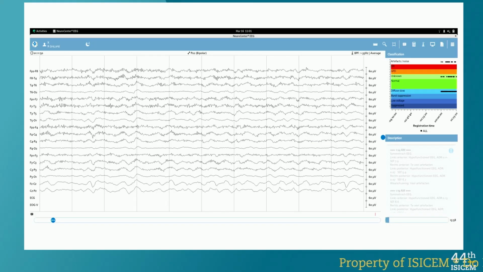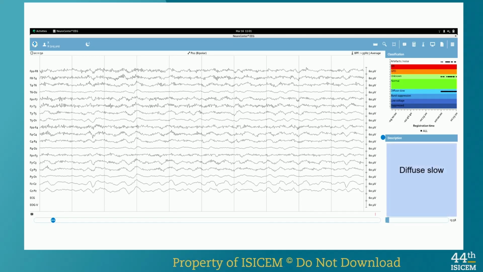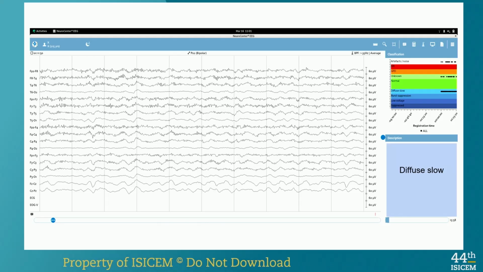And this is another example. So once more, human-defined features, but the machine made the classifier, and here the system will tell you this is a diffuse, slow EEG. So very handy for the filtering.